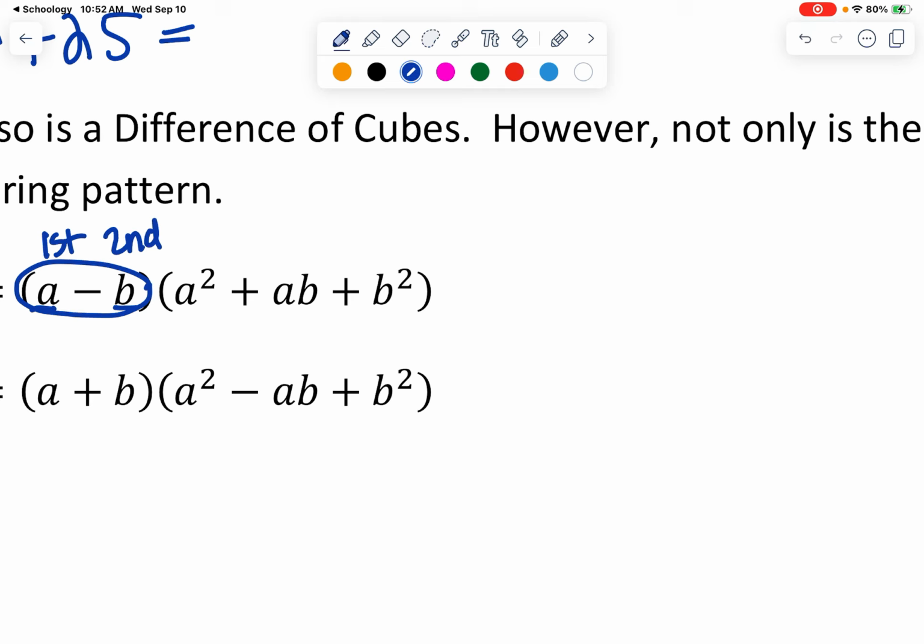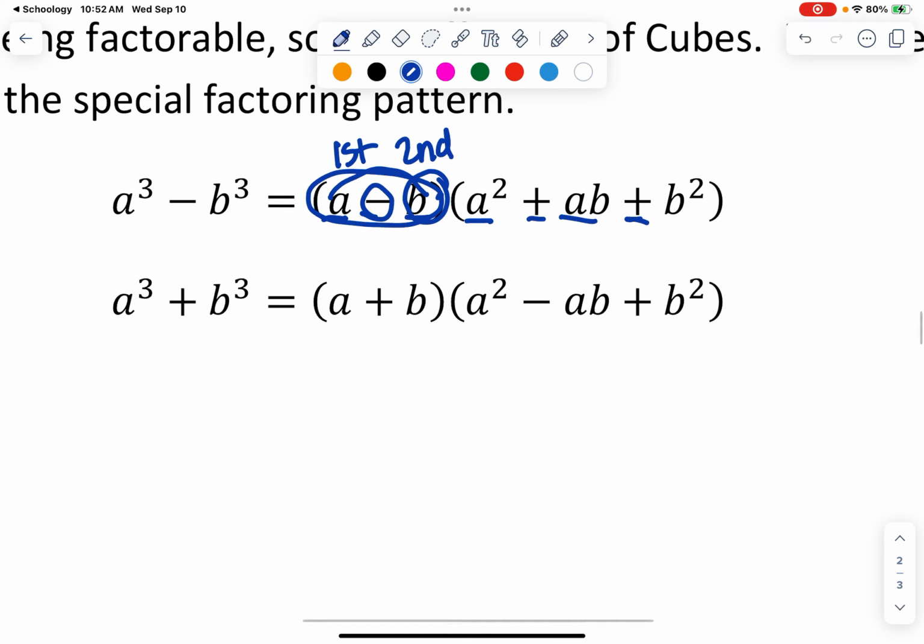You're going to square the first term, a squared. You are going to take the opposite of this sign, so this will become a plus. You are going to multiply these two things, AB. This is always going to be a plus sign, and then you square the second term, the last term. If you look, the same thing happens here. You copy the base. You square the first term, you change this sign, multiply these two terms, AB. This is always a plus sign, and then you square the last term.